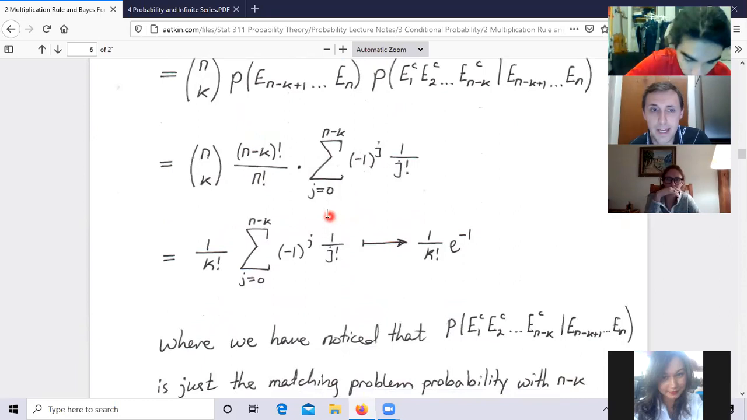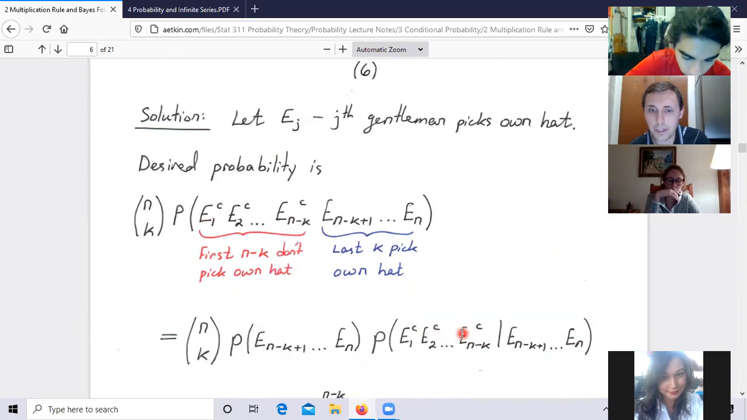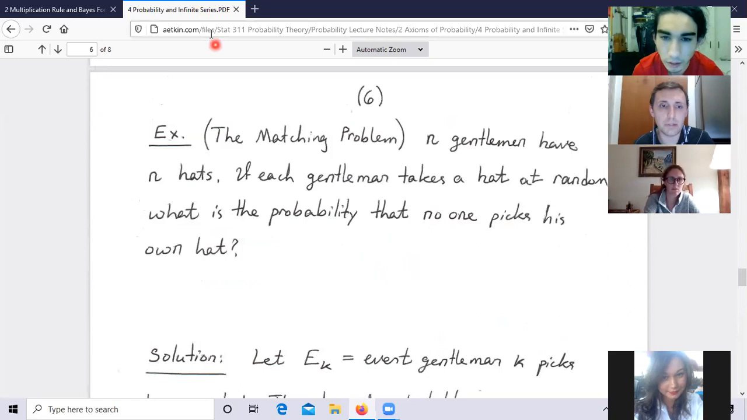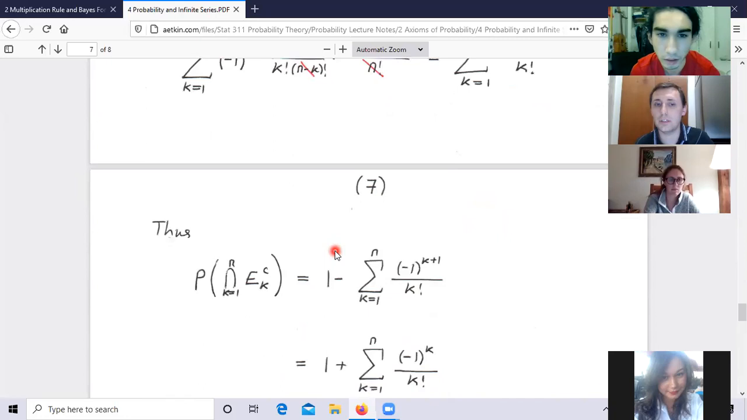And the remaining probability, look at it. Be careful here, right? If we solve it, we already solved this thing, right? If the n minus k plus one all the way to n picked their own hats, it's now the same situation, but we have n minus k gentlemen. You understand? It's like we have a smaller club and we solved it already. We did all this hard work. We solved it already. Yes. So we got this, remember?